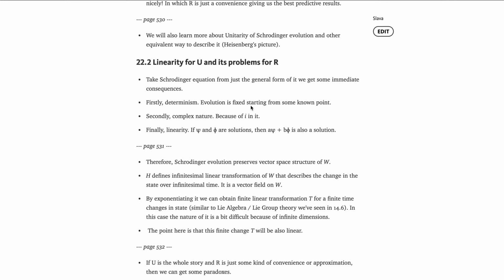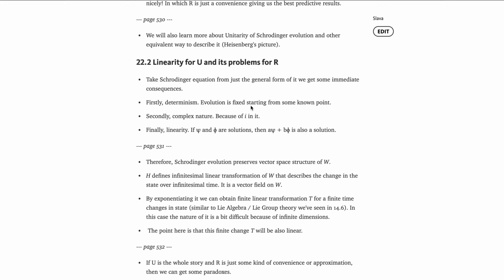And secondly, it has a complex nature because we have the imaginary i in it. And finally, it's linear, because if we have psi and phi, which are solutions, then their linear combination will also be a solution.